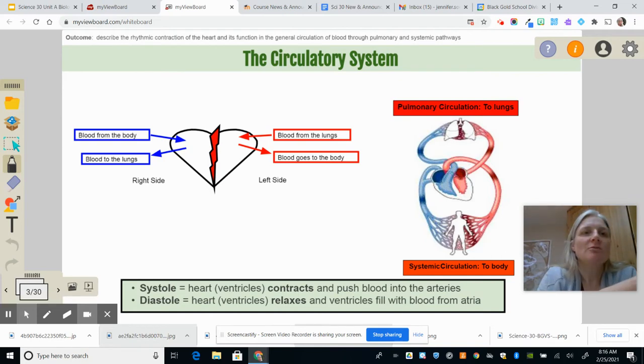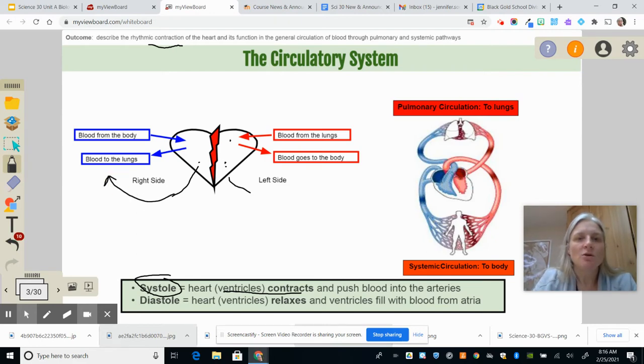All right, so when we're talking about rhythmic contractions, we're talking about how the atria contract, the top of the heart, and then the ventricles at the bottom will contract. So when the ventricles contract, that's called our systole, or systolic blood pressure is created then. And then the blood from the ventricles, when they're being contracted, is going out of the heart. So either to the lungs, if it's on the right side, or out of the heart on the left side to the body.